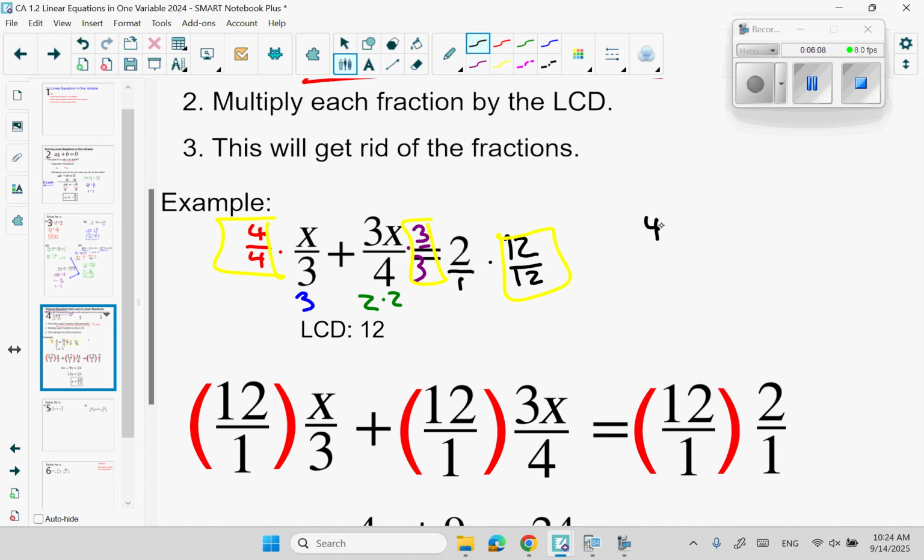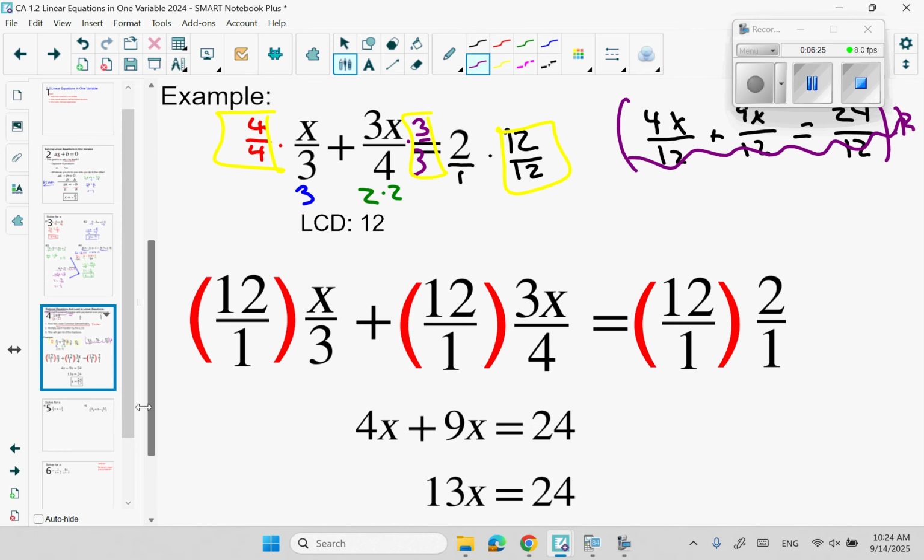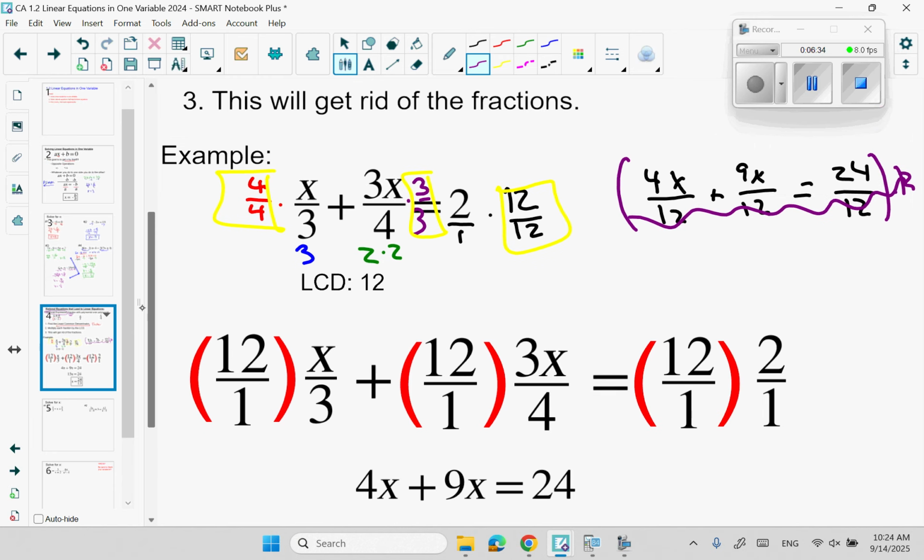That would lead to 4x over 12 plus 9x over 12 equals 24 over 12. And what I can do is I can multiply everything by 12, and that crosses out the denominators and simplifies it out. Here, I just combined that process all into one step. You can just multiply everything by your LCD over 1. That's perfectly fine. But sometimes the structure makes things easier to see that way.